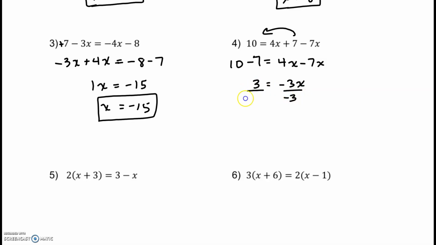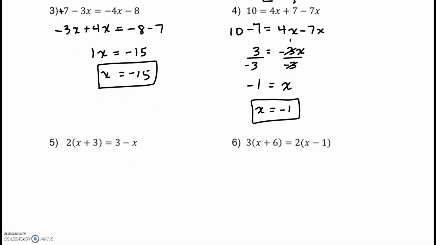Whatever I do to one side, I do to the other. So negative 3 goes into negative 3 one time, and I'm left with 1x. And on my other side, 3 divided by negative 3 is a negative 1. I was about to circle it, but I like to switch it back so the x is on the left. And there's my final answer.